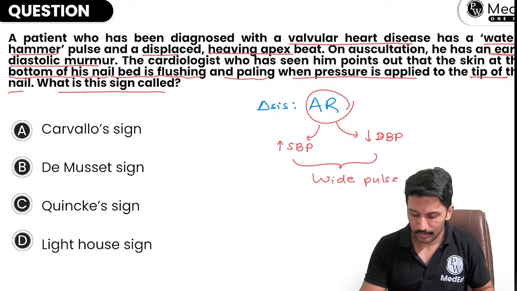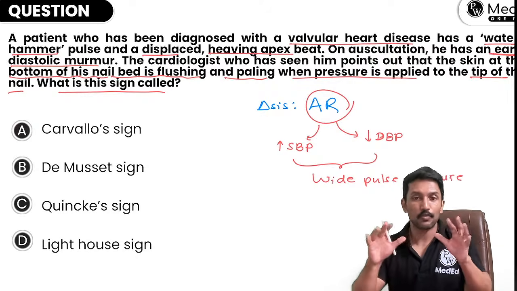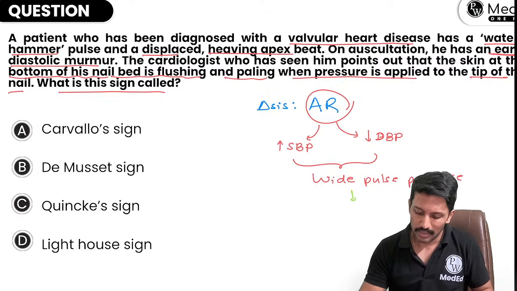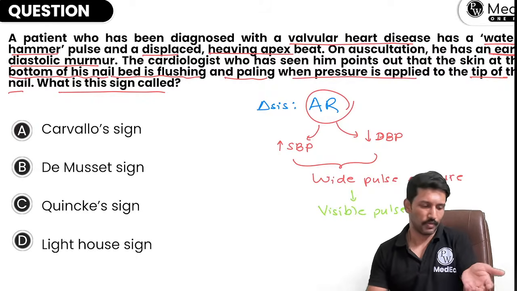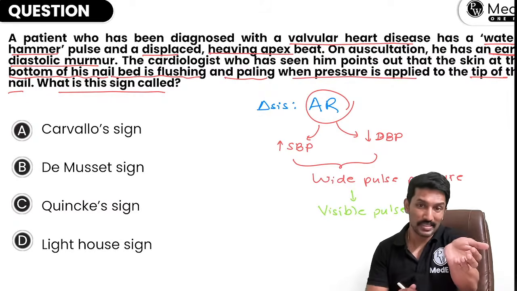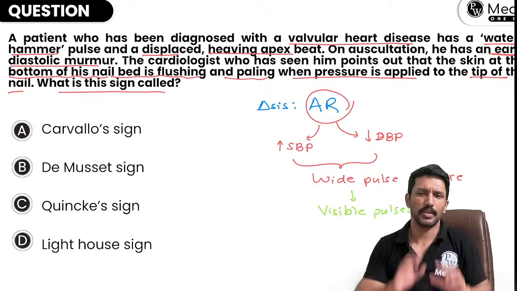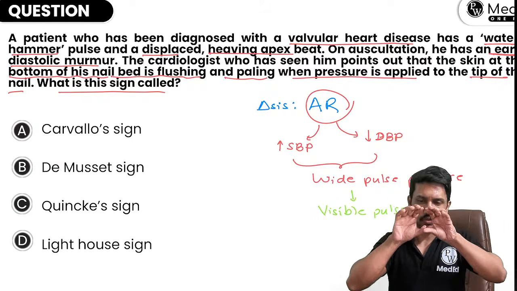Wide pulse pressure. And when the pulse pressure becomes wide, one of the characteristic findings is that the pulses become visible. You will have visible pulsations. Normally pulses are not visible. Like we have the radial artery, which is so superficial, but we don't see the pulses because the size change of the artery in systole and diastole is very minimal. The artery distends in systole and narrows in diastole, but the size change is very minimal, so we can't see it pulsating.